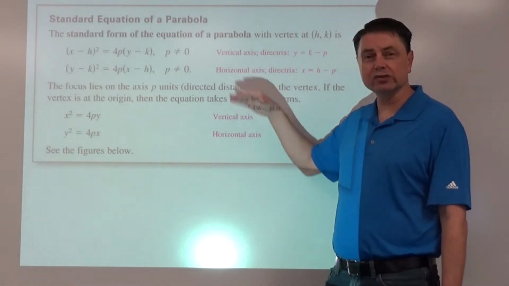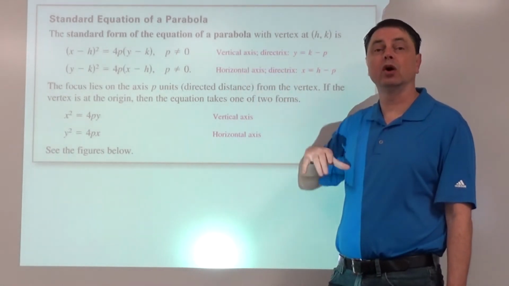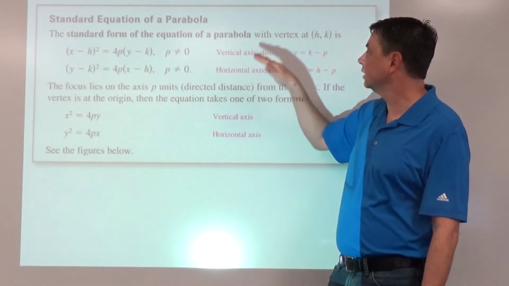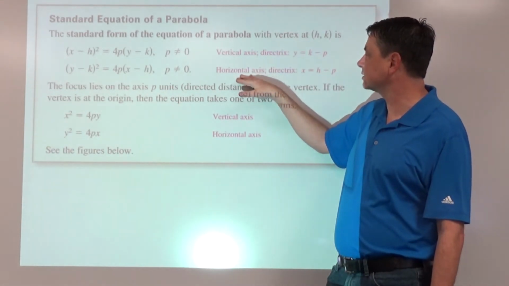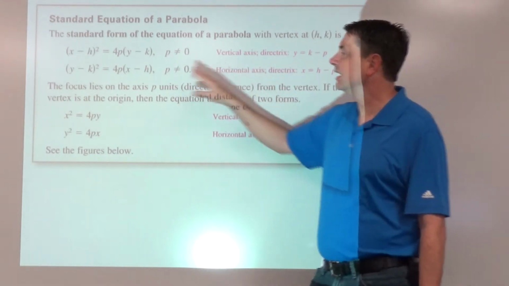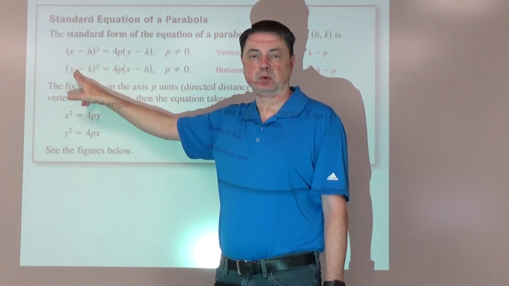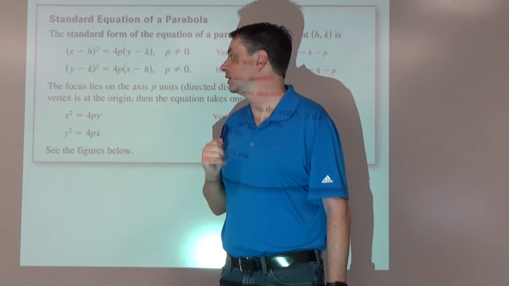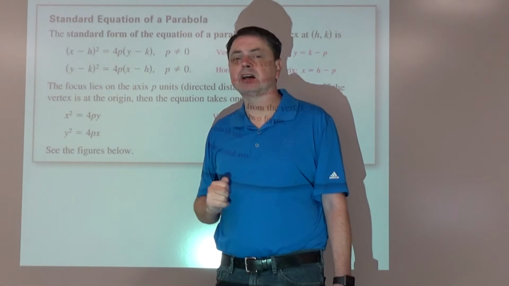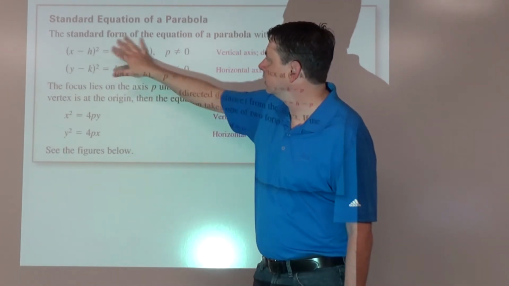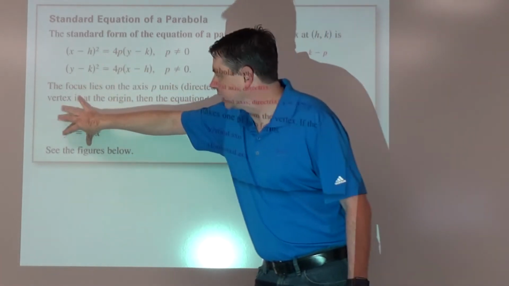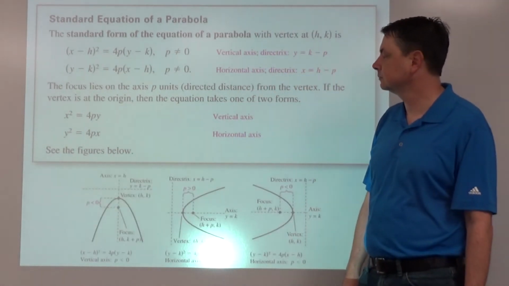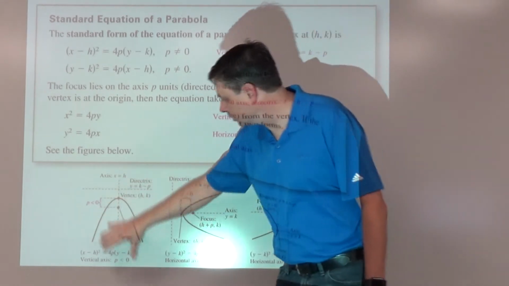The horizontal one, the one that opens to the side, fails the vertical line test, so it's not a function. The horizontal axis, therefore a vertical directrix, is going to be the y that's being squared: y minus k squared is equal to 4 times p times x minus h. If we're lucky enough that the vertex is the origin, the h and k are 0, and it just takes us down to there. That's just a special case, though. All right, so here's what they look like.